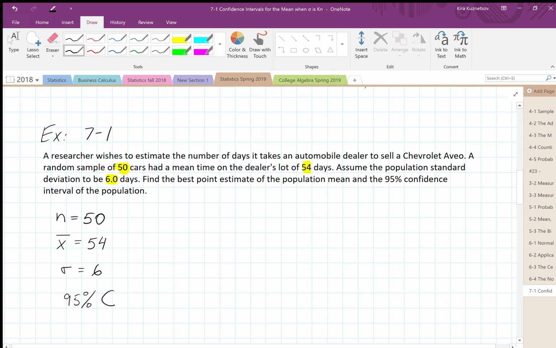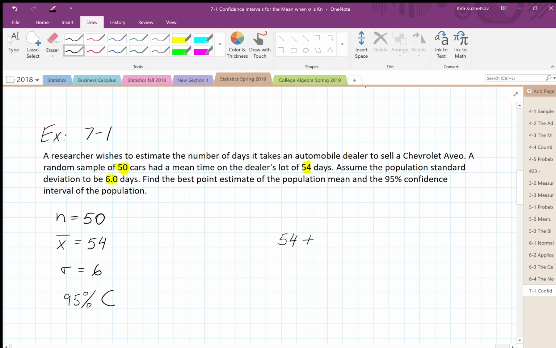Okay. Now the best point estimate is the x bar. So if you're trying to estimate the number of days that the automobile is going to be on the dealership, well, you gathered a random sample and your sample showed 54. Well, one sample is great, but can you predict what happens for all of the samples? So this is what this is for. It's the first prediction. So our point estimate is going to be 54.